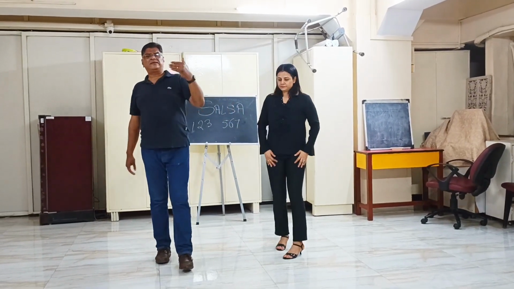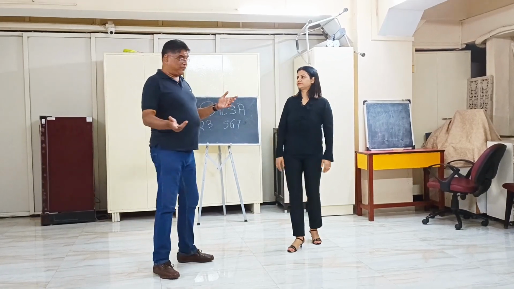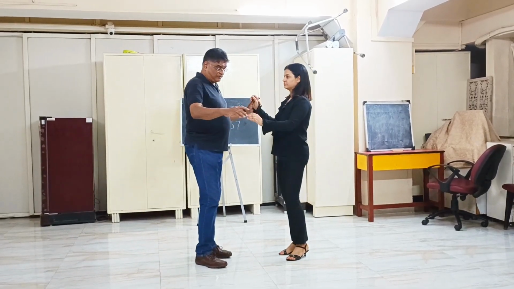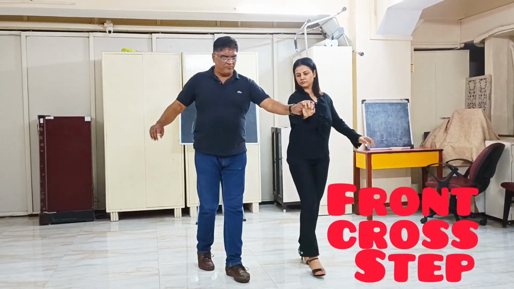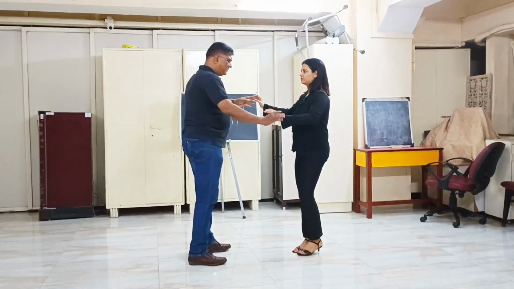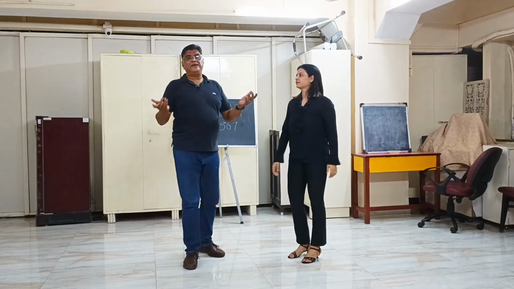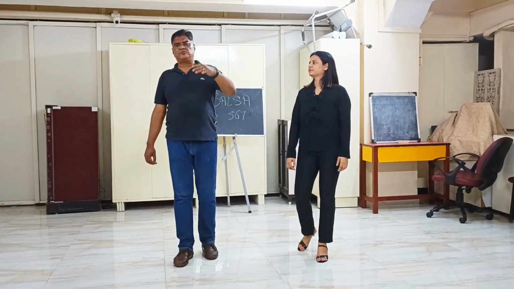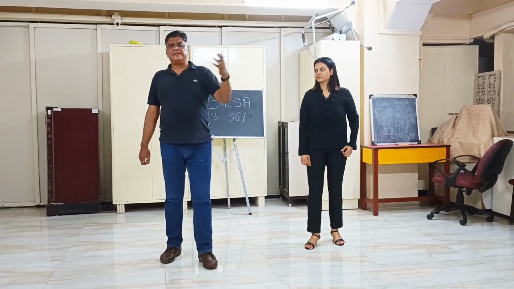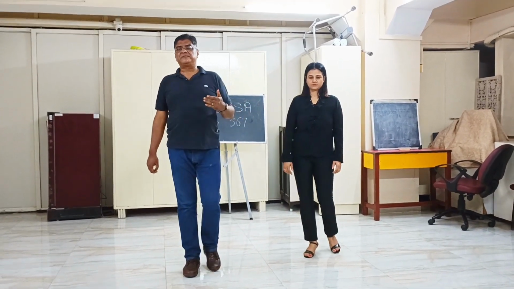Now what we can do is something very similar, like the back cross step, which is a front. I'm leading her 1, 2, 3, 5, 6, 7. That can also be done in the social dancing circle whenever you're going out for a party, a social, or a salsa meetup. You can do those steps.